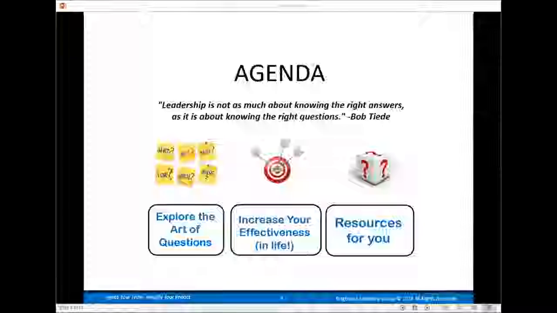And then at the very end of the webinar, we're going to share some ideas for action and application, because all the wonderful stories you're going to hear from Bob and the ideas and the information is just that, it's information until you apply it. And we want you to get the most out of our time together. And that means putting the information into practice.